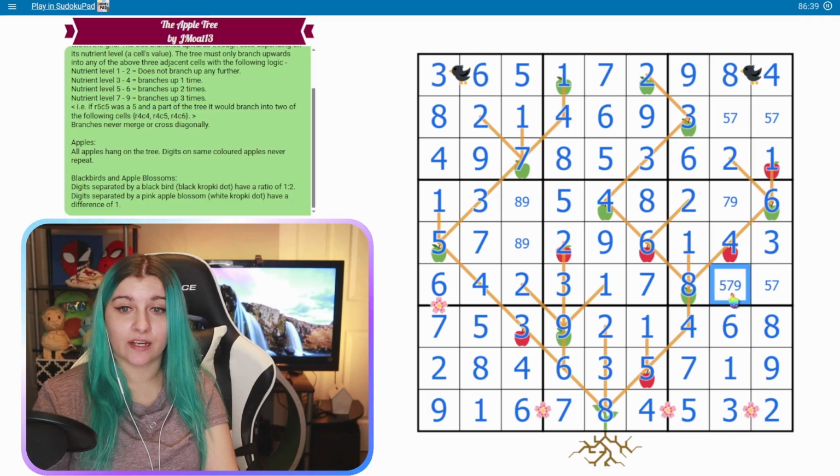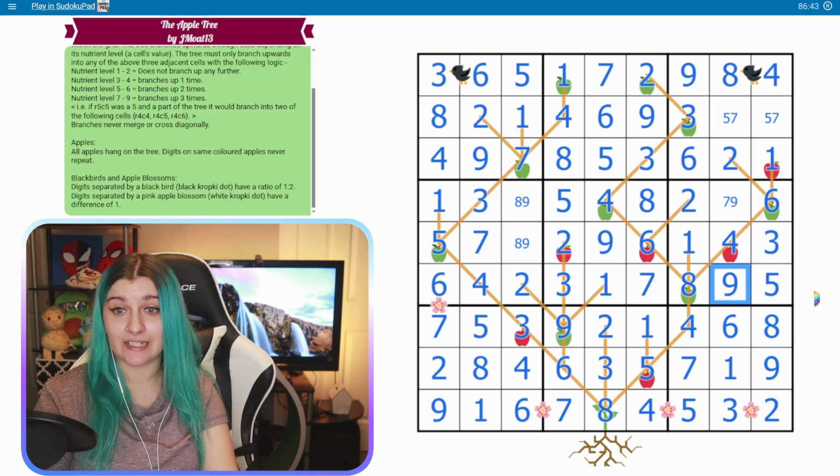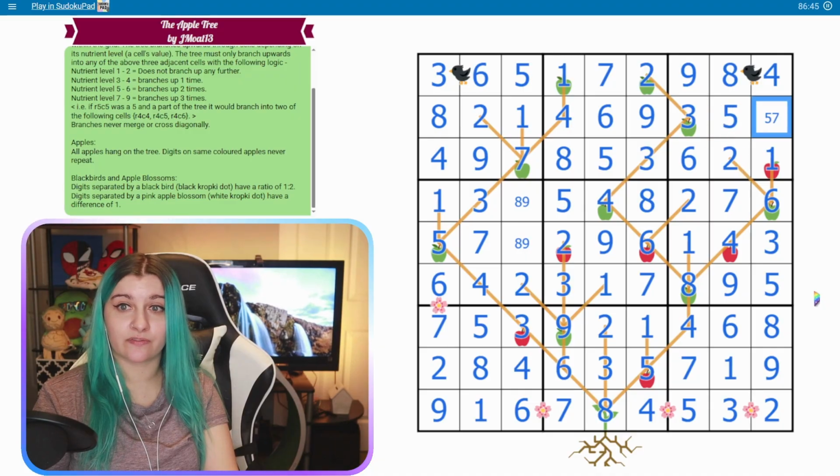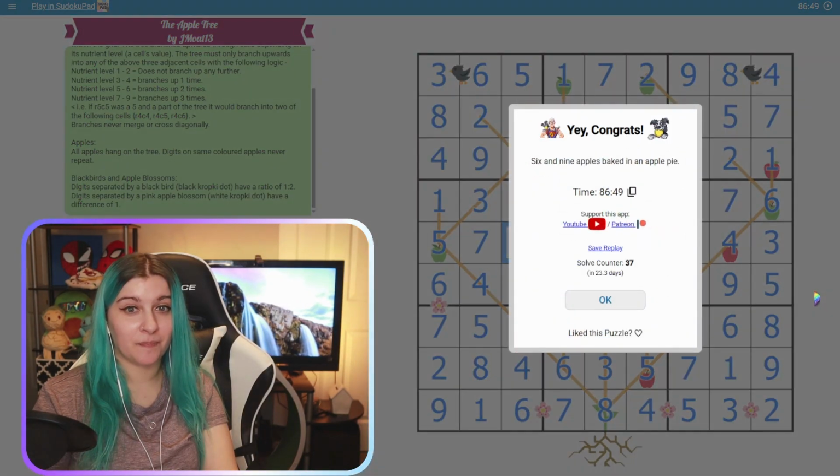5, 7, 9. What extra digit did I get? 7. So this is a 5. This is not a 5 or a 7. It is a 9. This is a 7. So this is a 5. So this is a 7. This is an 8. So this is a 9. And this is an 8.